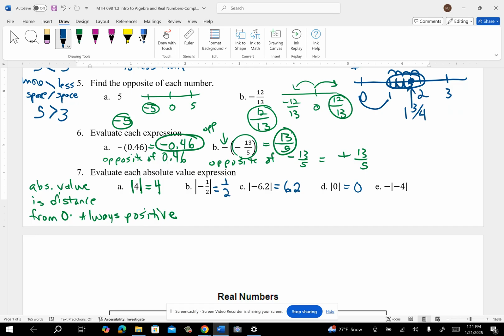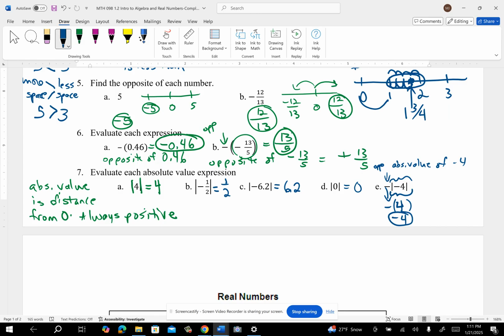All right, and then notice here what they're asking for is the opposite of the absolute value of negative 4. So opposite, and then absolute value of negative 4. So you're going to do the absolute value of negative 4. Distance from 0, that would be 4. Then you're going to take its opposite, which would be negative 4. We're going to talk in section 1.3 a little more about order of operations and being careful how you interpret a problem. So on that one, you needed to do the absolute value of negative 4 before you could take its opposite.